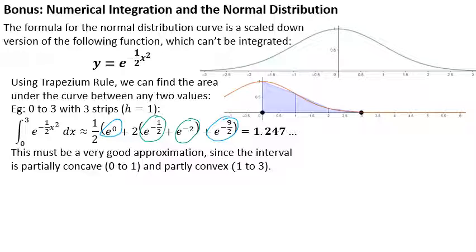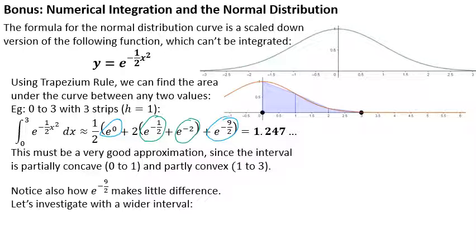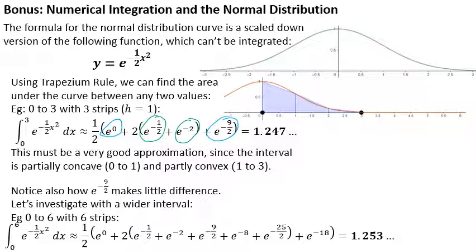The next thing to notice is that because e to the minus 9 over 2 is so small, even within the Trapezium Rule, if we start throwing a few extra terms in there that are even smaller, they're not going to have much effect. So what if, for instance, we decided to investigate a wider interval? If we look from 0 to 6. To keep things simple, I'm not going to change the width of each strip. So if I went from 0 to 3 with a height of 1, I'm now going to go from 0 to 6 with a height of 1, which means I'll have 6 strips. That also means I can reuse many of my values.